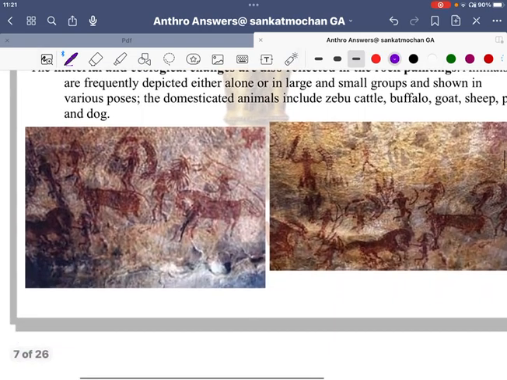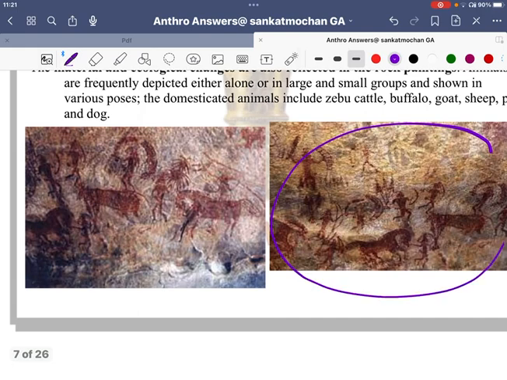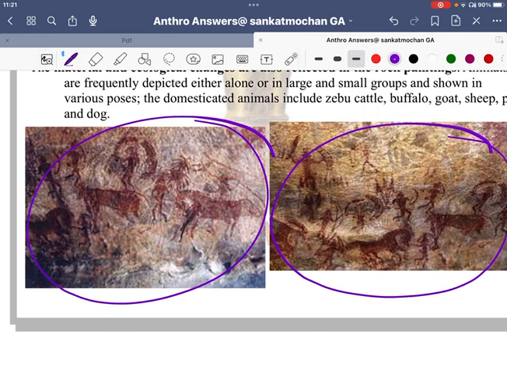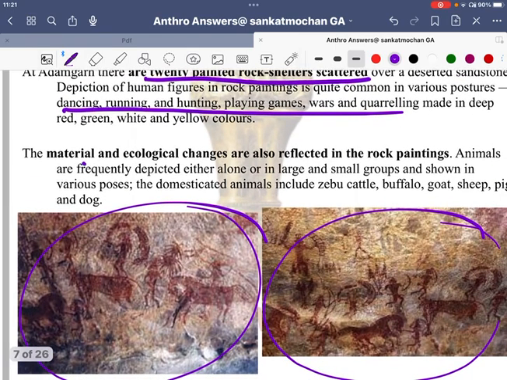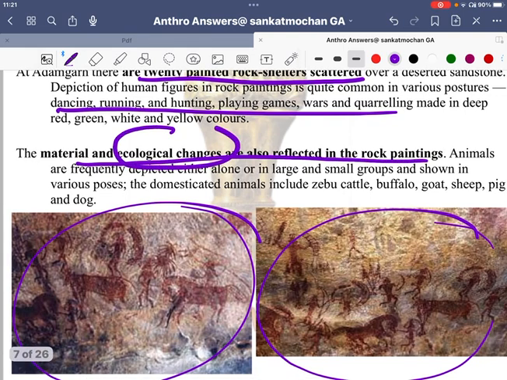Now you can see this ochre color. Very important. White color was there, here ochre color. Fine. Ochre color also shows something like metallic things are used because you know Fe, iron, is of red color. See, the material and ecological changes are also reflected in the painting. As I said, ecological changes. UPSC puts very much emphasis on ecological changes.